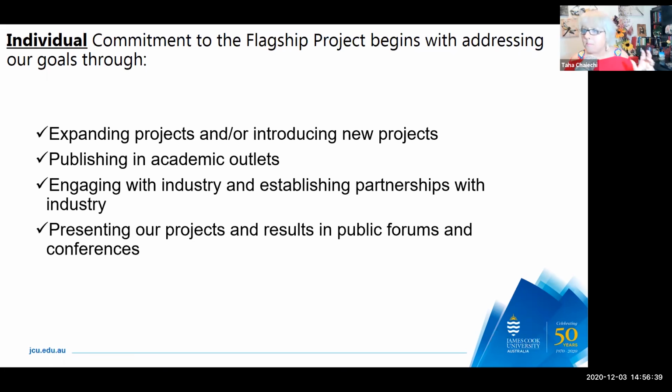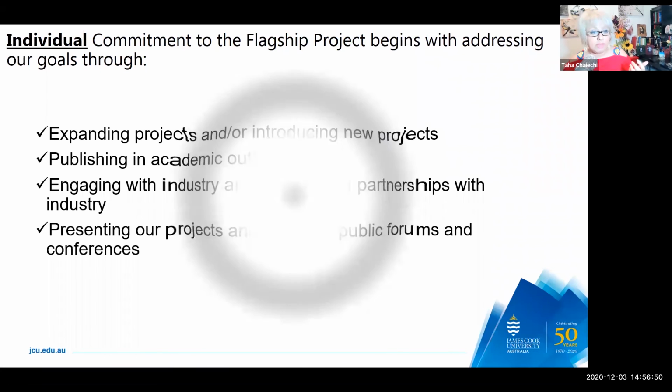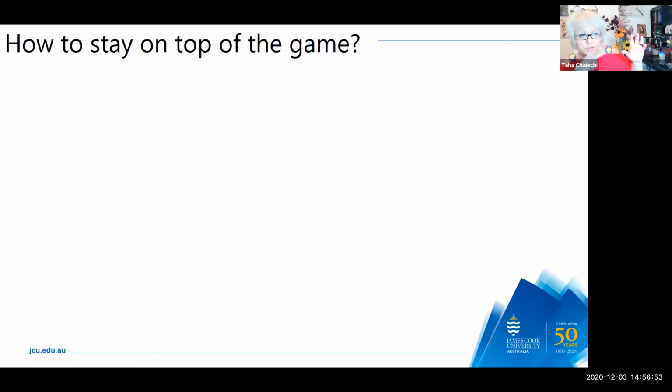But for the question that was asked before, how do we stay on top of our game, basically, right? The expectations are very similar for individuals and for the groups, but whoever is leading their project is basically in charge of making sure people's individual goals as well as the group's collective goals are progressing. And that goes for academic integrity as well.